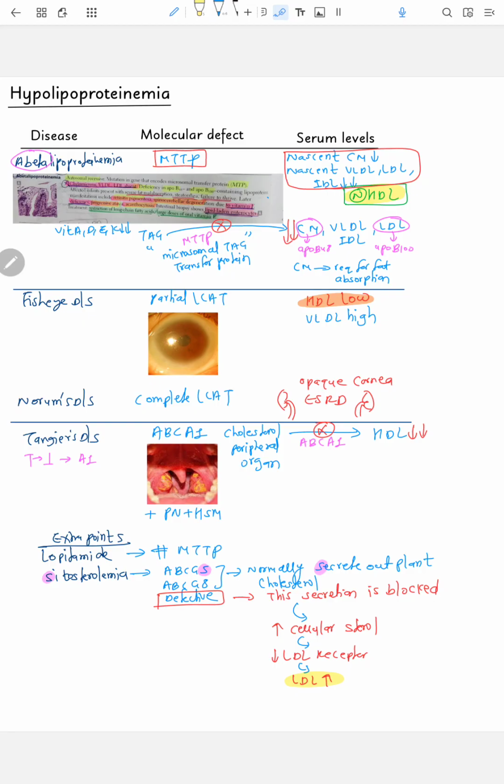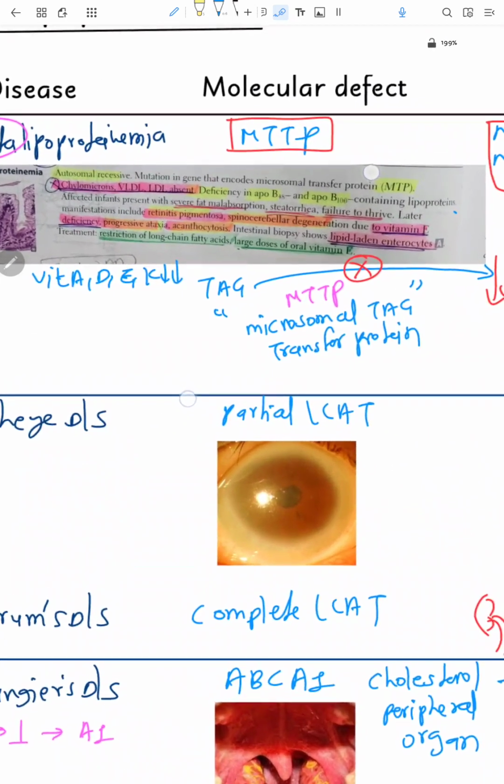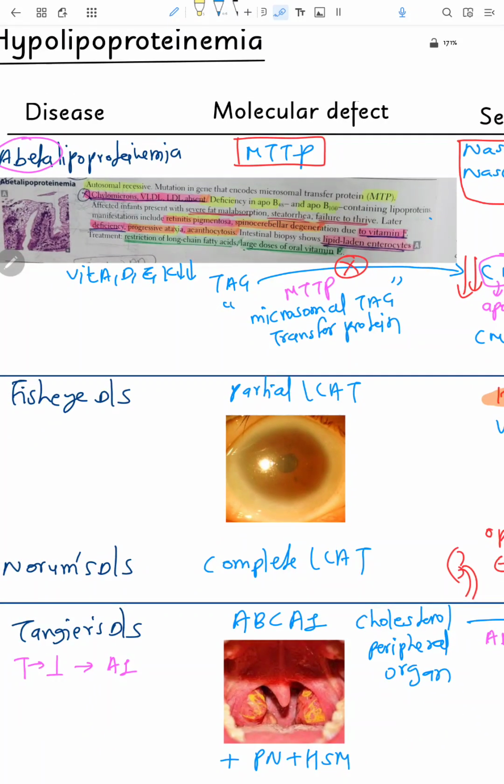Okay, so if the examiner is trying to frame a question from only the serum level, then you will have to look for one thing that will be very important, and that will be normal HDL. Okay, and the rest everything will be decreased. Now let's try to catch its clinical features. Okay, this is from First Aid. Abetalipoproteinemia is autosomal recessive. Okay, this MTTP doesn't work, so there will be a decrease in all these things.